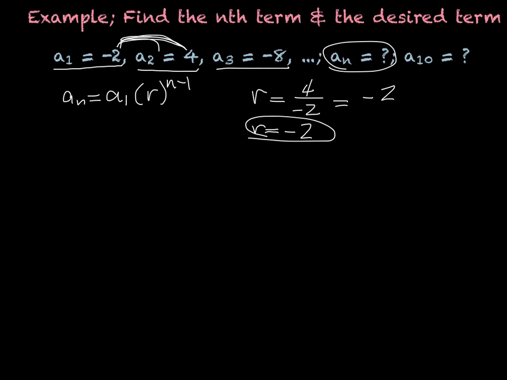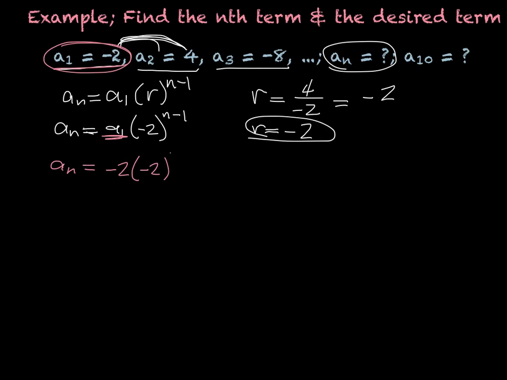So if I put in what I know, a sub n equals my a sub 1 times negative 2 to the power of n minus 1. I know my a sub 1 because it told me a sub 1 is negative 2. So a sub n equals negative 2 times negative 2 to the power of n minus 1. And that is your nth term.